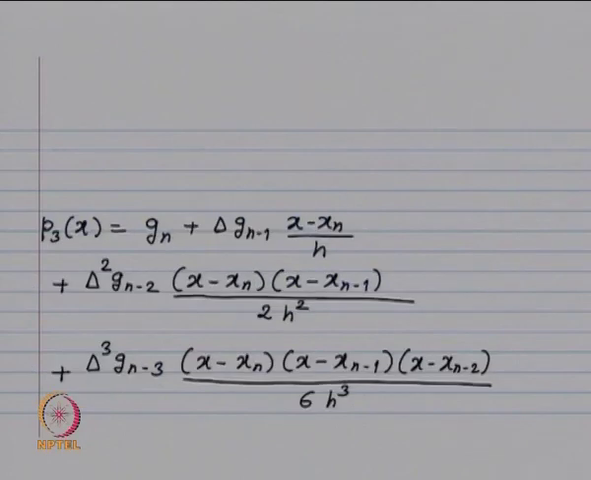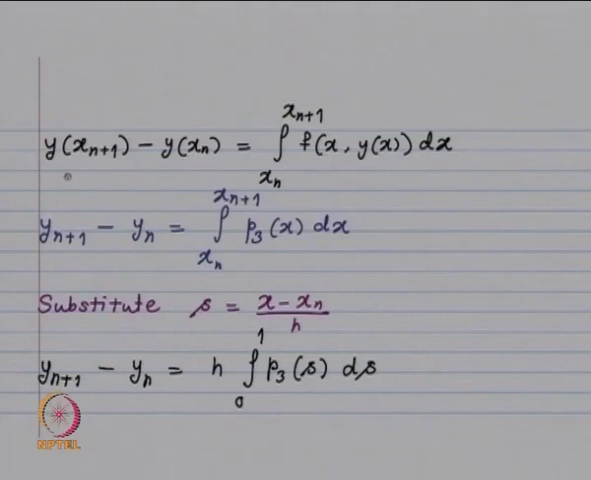So, thus our polynomial p 3 x is g n plus delta g n minus 1 by h into x minus x n, because the term here was the divided difference based on x n, x n minus 1 into x minus x n. So, we have the divided difference to be delta g n minus 1 divided by h. That h I am writing with x minus x n. The next term is delta square g n minus 2 divided by 2 h square into x minus x n, x minus x n minus 1, plus delta cube g n minus 3 divided by 6 h cube, which is for the divided difference of g based on the four points, multiplied by the corresponding product.